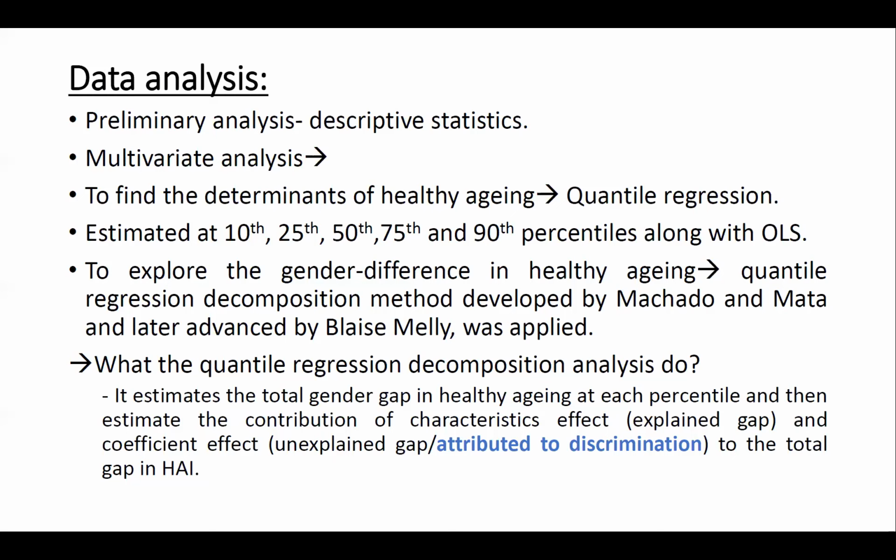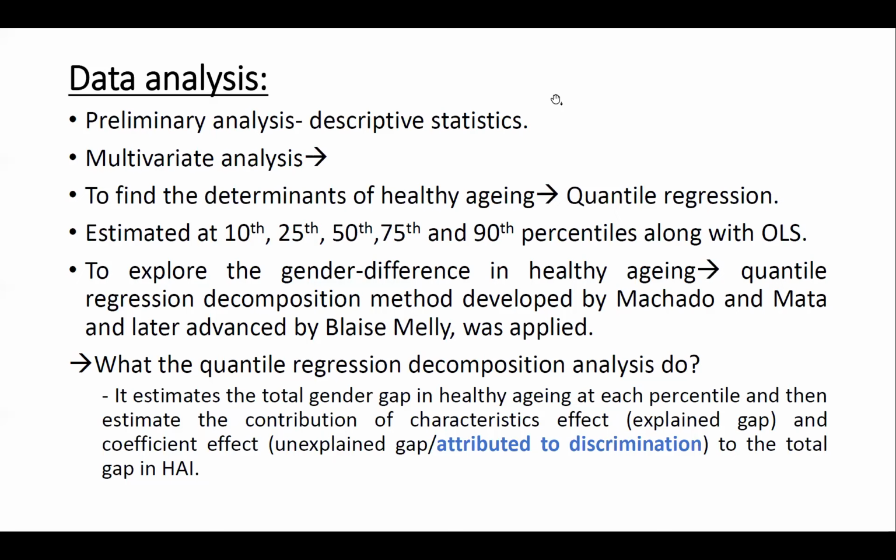Here for the data analysis, we have used a quantile regression model. We have also estimated the OLS as well. We estimated at the 10th, 25th, 50th, 75th, and 90th percentiles. The advantage of quantile regression is that we can understand how the predictors behave at different levels of health status. In the second level, we used a quantile regression based decomposition method, which was proposed by Machado and Mata and later modified by Blaise Melly to explore the gender gap.